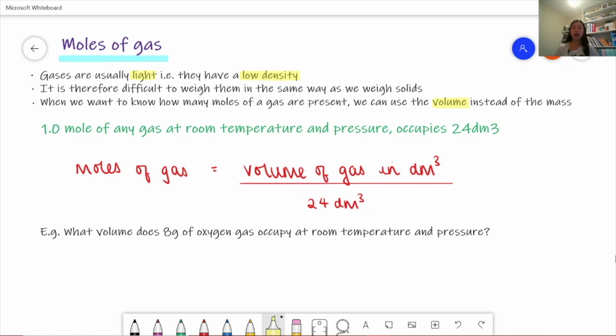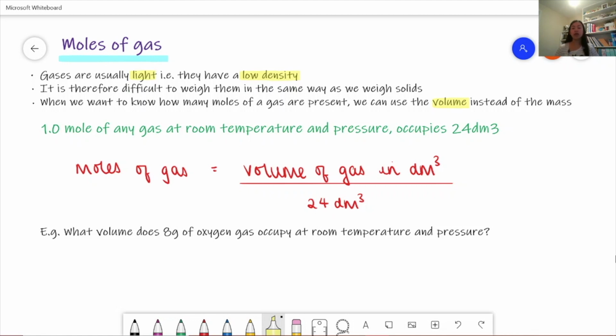And the general rule that we have is that 1 mole of any gas at room temperature and pressure occupies 24 decimeters cubed. And we saw how we could get this from the ideal gas equation. So if you look back to the ideal gas equation video, then you'll be able to see how we found this 24 decimeters cubed. And so we can form this equation: moles of gas is equal to the volume of the gas in decimeters cubed divided by 24 decimeters cubed.